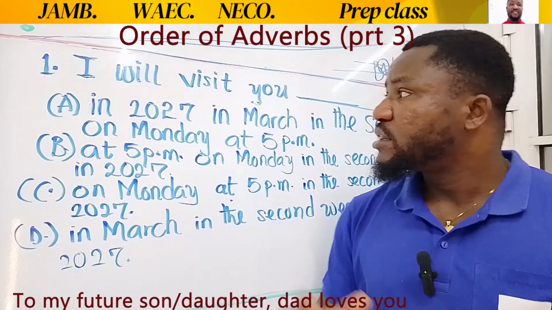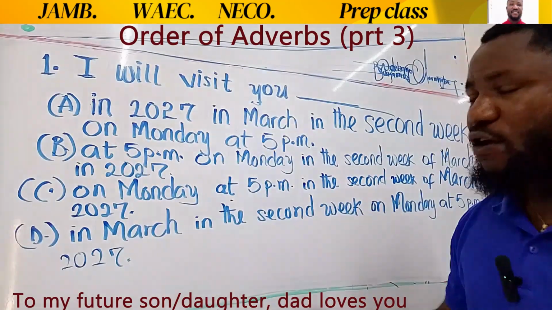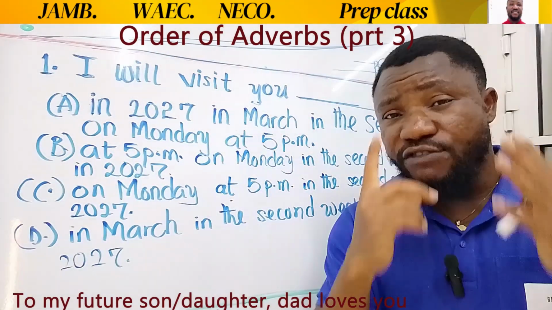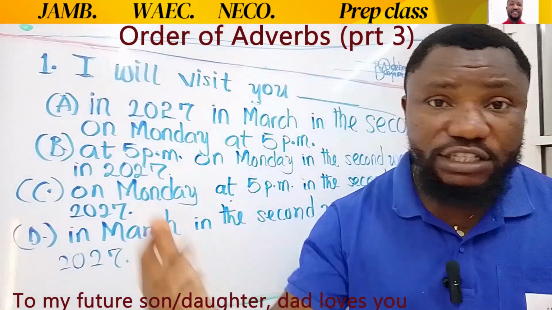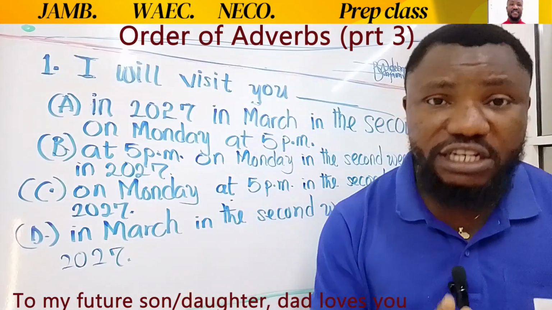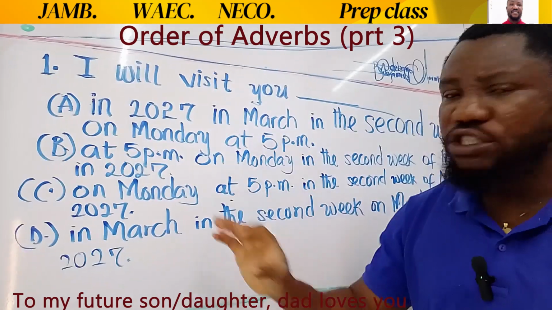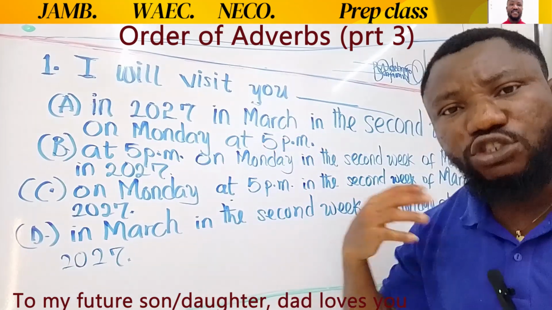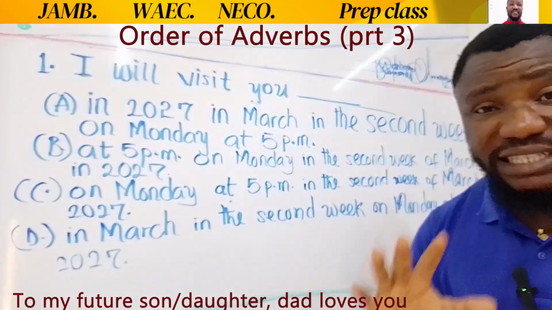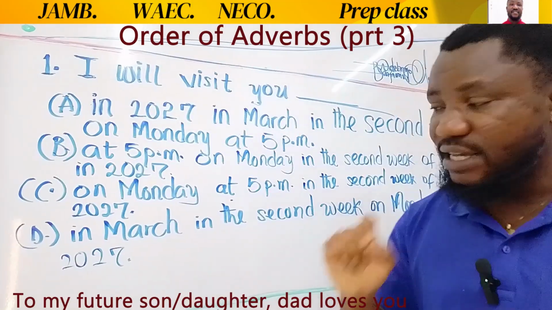However, today, the focus is going to be on the order of adverb of time. Remember that the adverb of time is just one out of the 8 or 9 types of adverbs we have in the English language. So when you have questions primarily asked on the ordering of adverb of time, what structure, what formula do you use? That is exactly what we want to look at in this class.